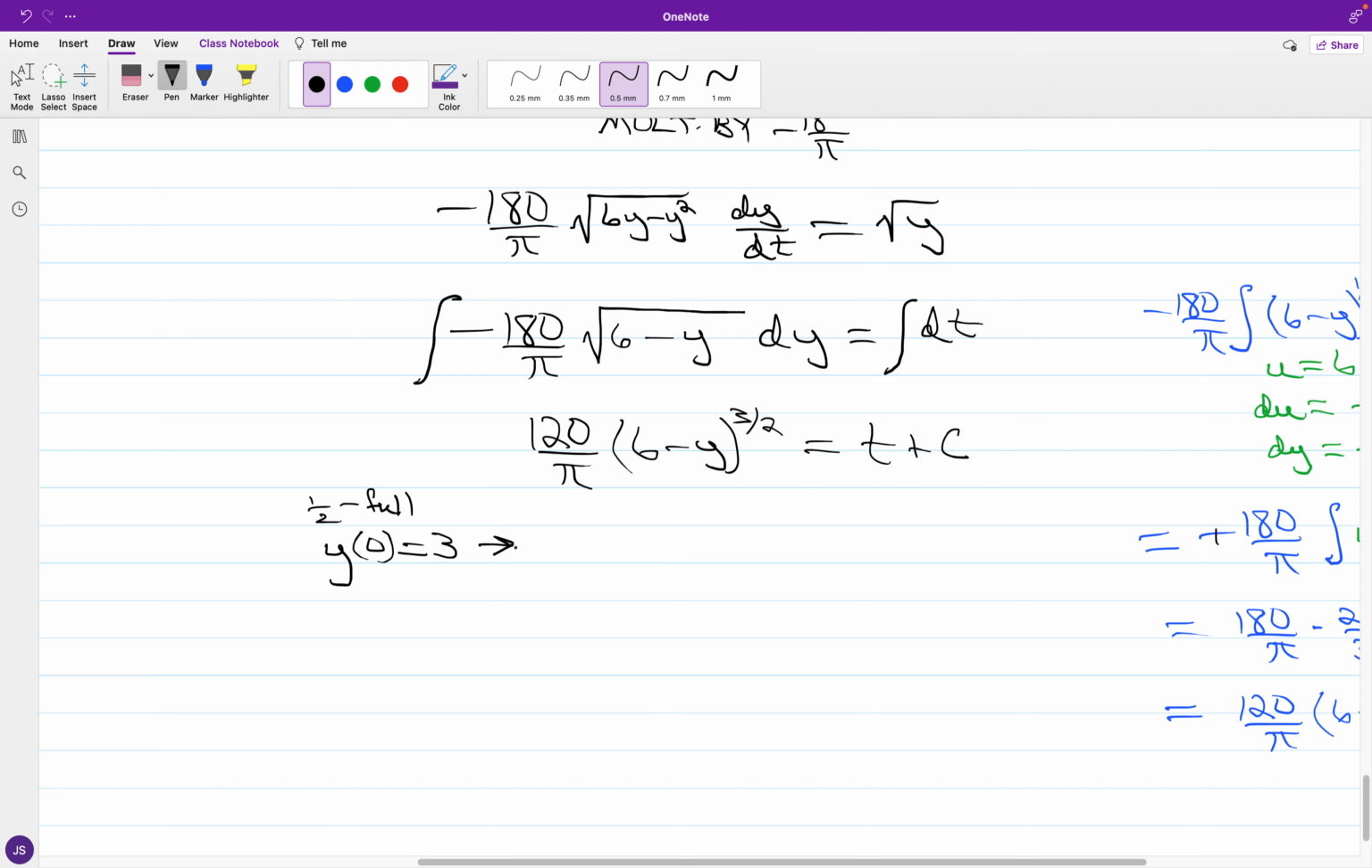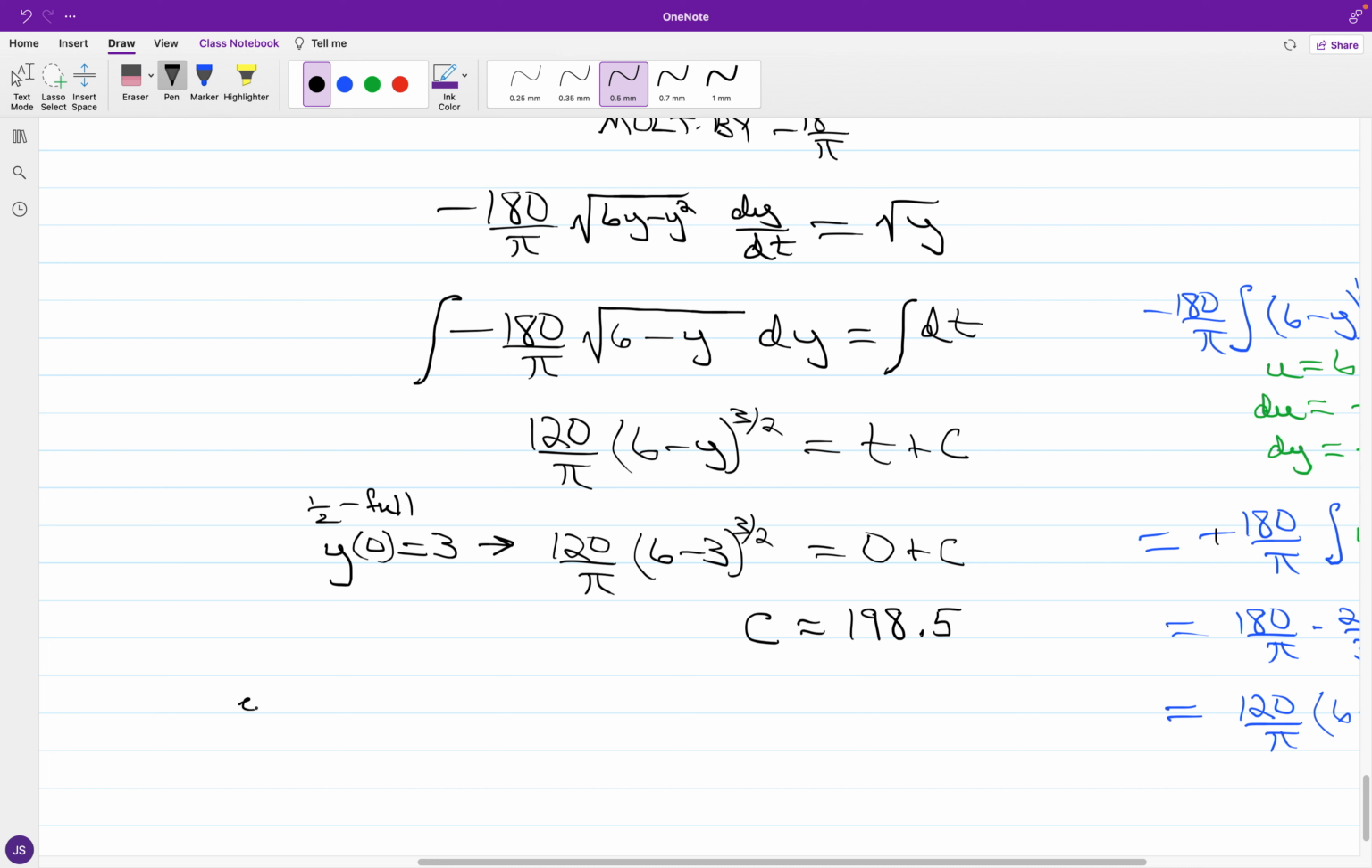So if I were to plug in, we'd have 120 over pi times the quantity 6 minus 3 raised to the 3/2, and t is at 0. And let's say that rounding to about the nearest decimal place, you have 3 to the 3/2 times 120 divided by pi. And we have for the value of c, right at 198.5.